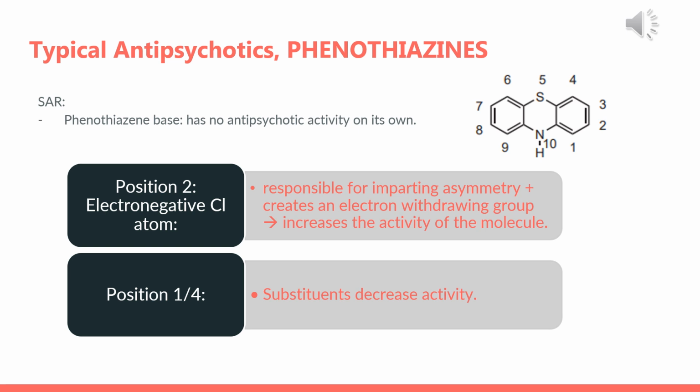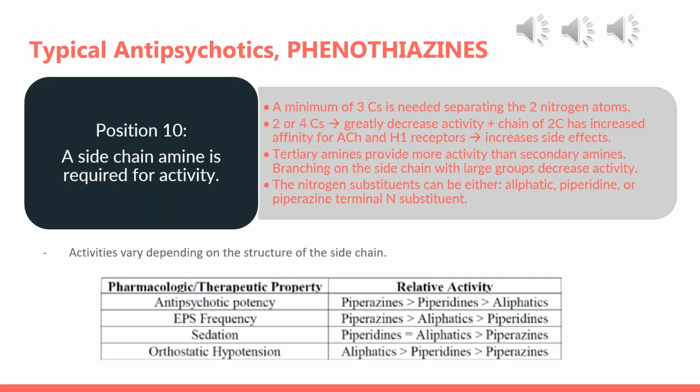Starting with the first classification, we have phenothiazines. Regarding its SAR, the base structure of phenothiazines has no antipsychotic activity on its own. An electronegative chlorine atom at position 2 is responsible for imparting asymmetry and creates an electron withdrawing group at position 2, which increases the activity of the molecule. Substituents at position 1 and 4 decrease that activity. A side chain amine at position 10 is also required for activity.